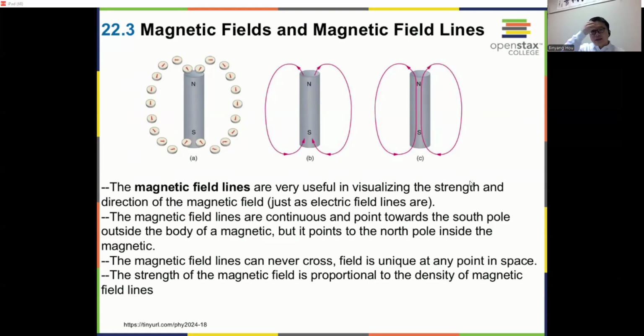All right, and these lines, if you have magnetic fields around, will never cross, similar to electric field lines, because at a particular location you should just have one magnetic field strength. If you have multiple ones, they should add up. Again, the strength of the magnetic field at a certain location is proportional to the density of the magnetic field lines. You can see these lines are closer to each other, which means the fields are stronger over here than over here, where these two are quite apart from each other.